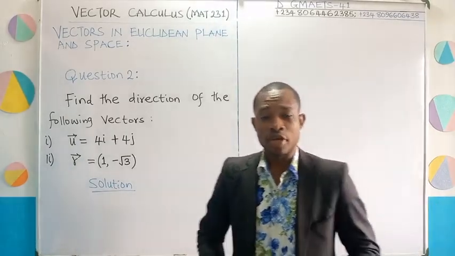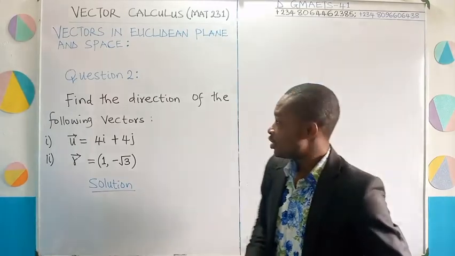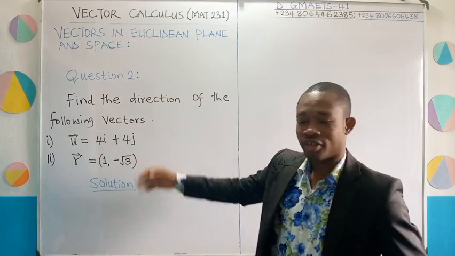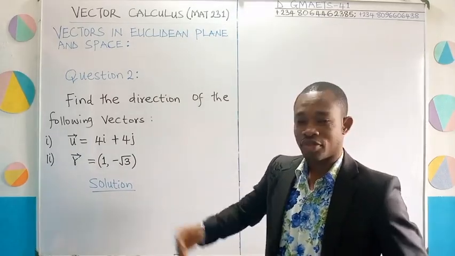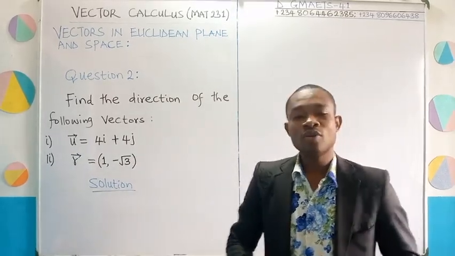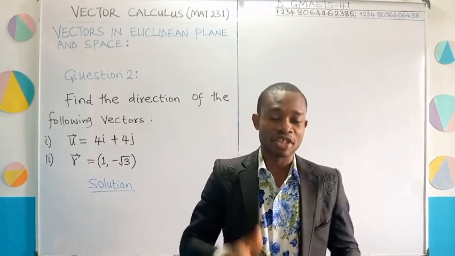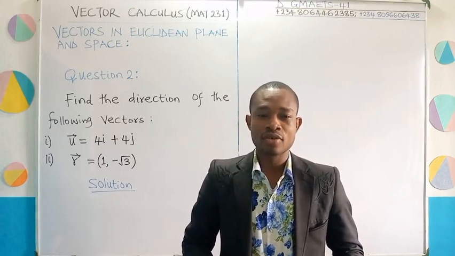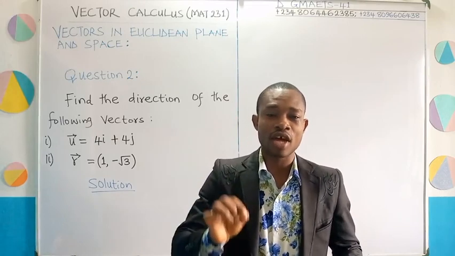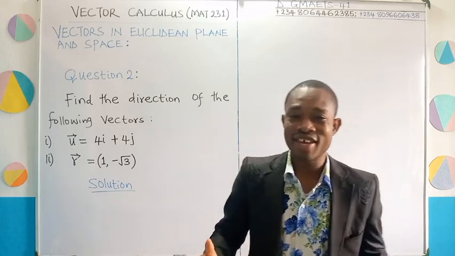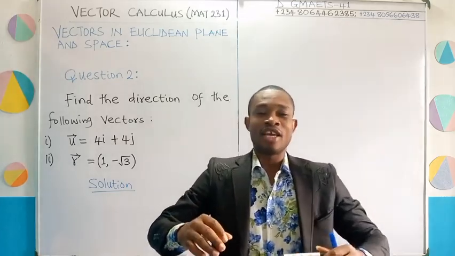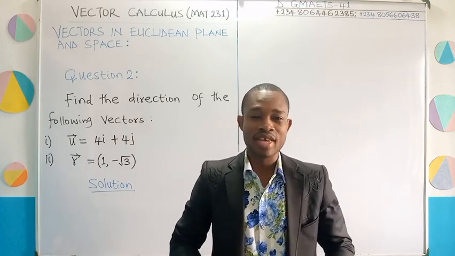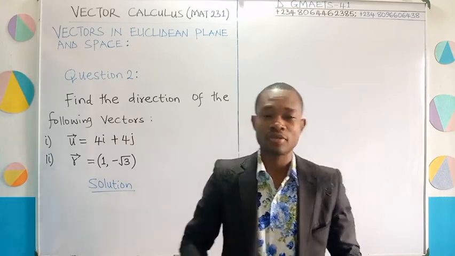In our second question, it is required that we find the direction of the following vectors given here. So have I and question II. Now, when we try to find the direction of a given vector, it is important for us to first identify the dimension of that vector, because the way we get the direction of a Euclidean plane vector is not the same as the way we get a Euclidean space vector.